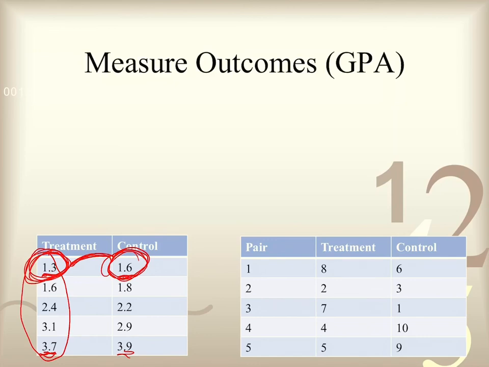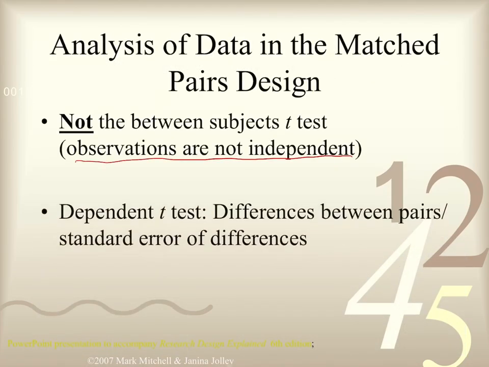And so what we're going to do is use a specific kind of t-test that looks at this person versus this person and tests the difference, so to speak, between their scores, and looks at this person and measures the difference between their scores. Okay, so what this is called is a dependent t-test. And it's going to measure the differences between pairs. And in the end, it's the standard error of these differences that's going to be used as the error term.